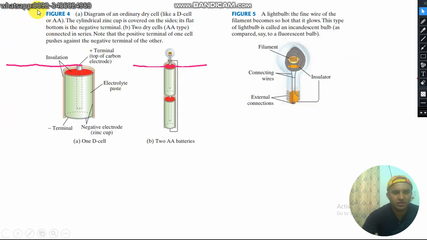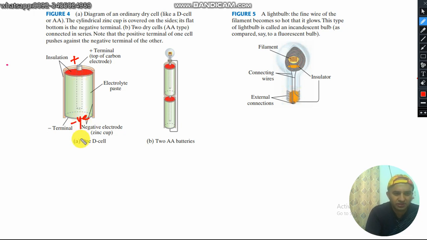Okay, so in this case we have a cell of battery. This is a dry cell that we use in our daily life. This dry cell has two electrodes. On the top we have a carbon electrode that acts as the plus, and on the other side we have the negative terminal. So there is a potential difference between plus and minus.